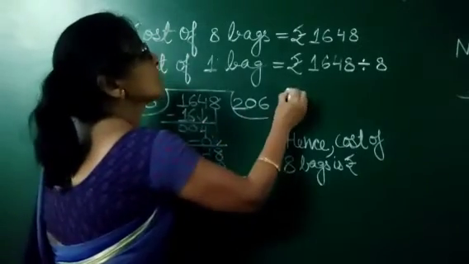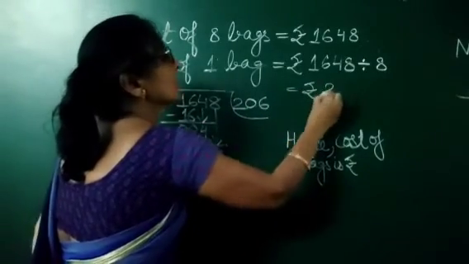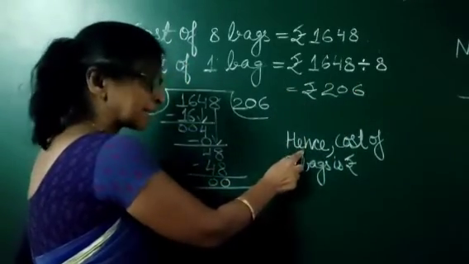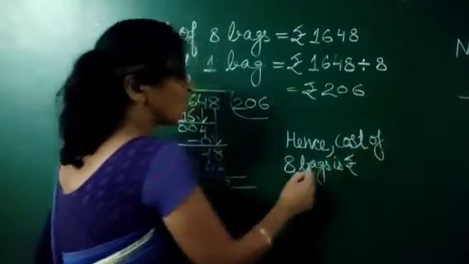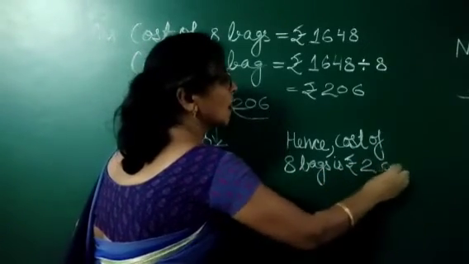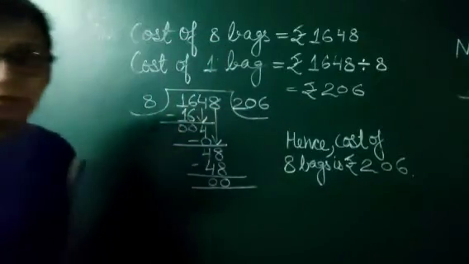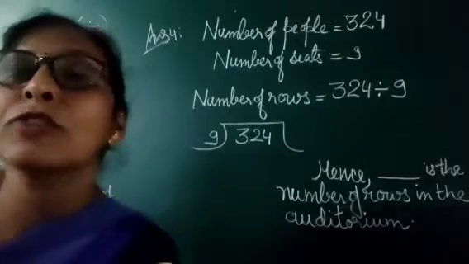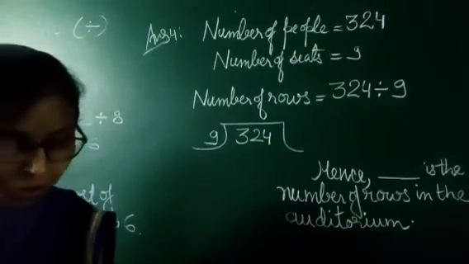So our quotient is 206. Now we write the answer line. Hence the cost of 8 bags is rupees 206. Now the next question.